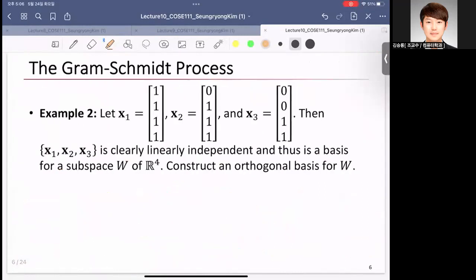Today, we will generalize this strategy to find an orthogonal basis for an arbitrary subspace W. This is exactly the Gram-Schmidt process.